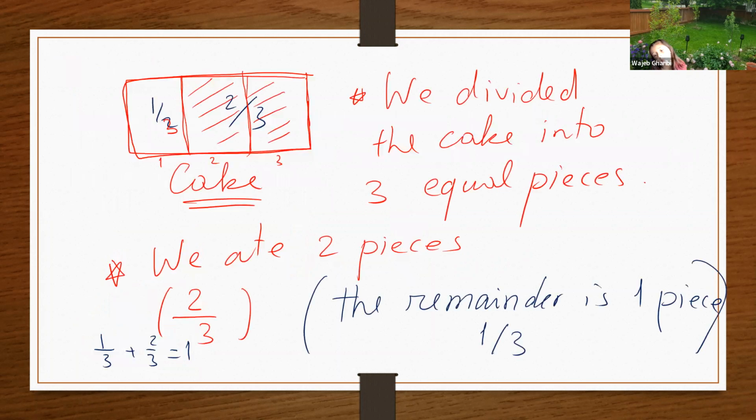Okay. And here we give an example: when we divide a whole cake into 3 equal pieces and we ate 2 pieces, it means we ate 2/3, and the remainder is 1 piece or 1/3. And the whole cake now is 1/3 plus 2/3 equals 3/3, which is 1.